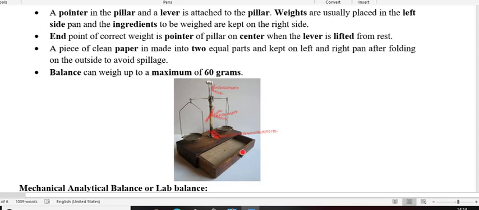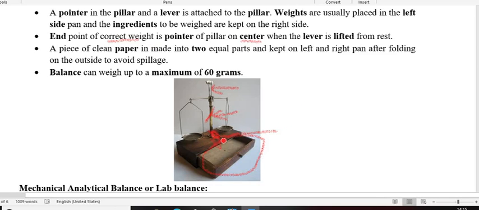This pillar is attached over a wooden box, and this wooden box also has a weight box, where you have to keep the weights inside. The pillar is mainly inserted at the center of the box, almost exactly at the center, and the pillar has a pointer, which is used to correct the weight when the lever is lifted.